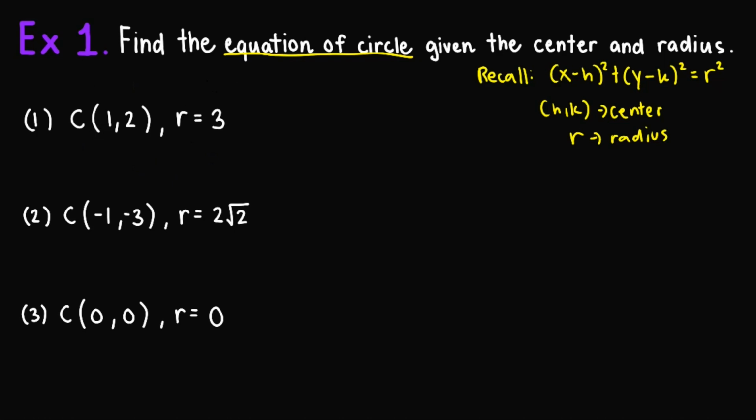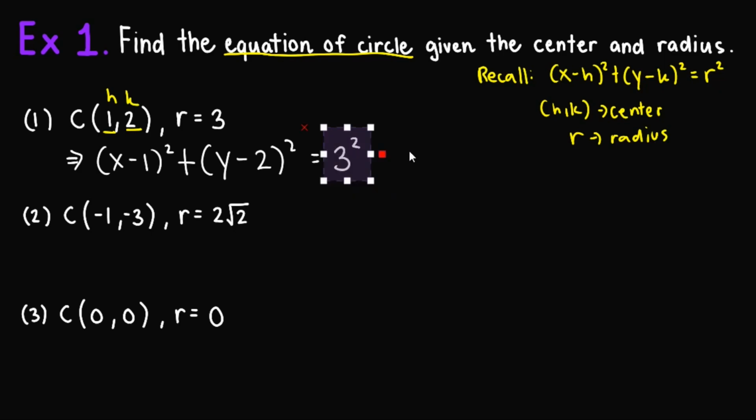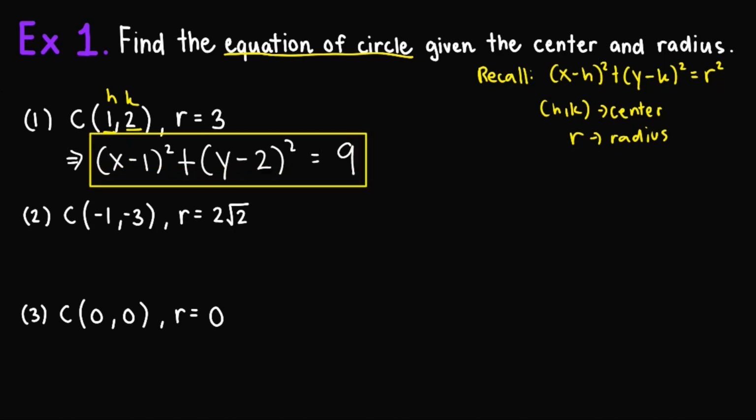Starting with this, since we are given the center, which is this one, we have h and k, and we are already given the r. We simply plug this one into our formula, or this form out here. So we'll have here (x minus 1) squared plus (y minus 2) squared equals 3 squared. Or, upon simplifying, 3 squared is equal to 9. And this is our equation of the circle for the first item. So it's as simple as that.